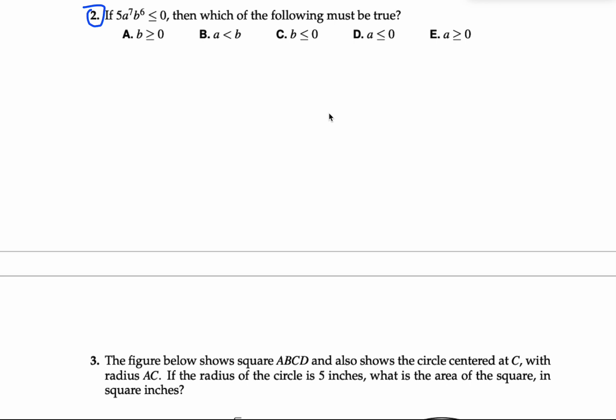So here's the problem. It's number two, and it's saying that if 5a to the seventh power times b to the sixth power is less than or equal to zero, then which of the following must be true?